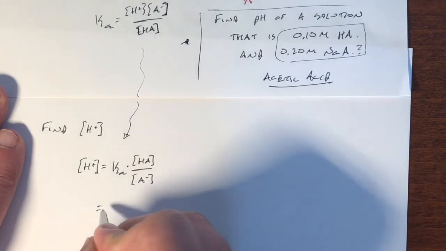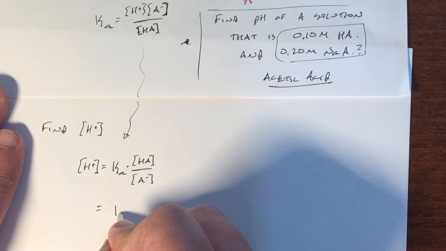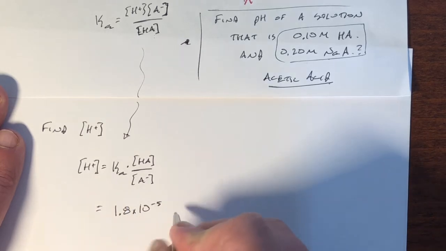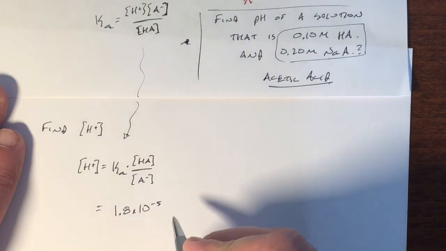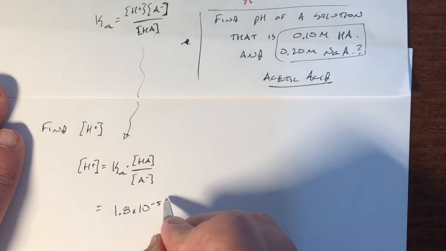we're going to have that my Ka, I need to know that. The Ka for acetic acid is 1.8 times 10 to the minus 5. That's not something that we would know, it's something we would look up, and I meant to write it up there at the start, but I kind of omitted that. And then I would just multiply that by the other terms.